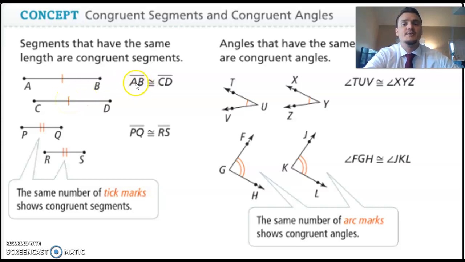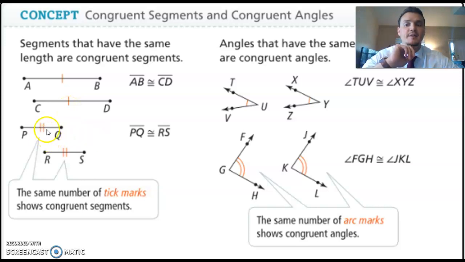So for instance, if we knew that segment AB is congruent to CD, we could just put one mark in each of those. That tells you, as you work on the problem, or if somebody else was looking at the problem, that these are the same length. So if AB was 10 meters, then CD would be 10 meters.